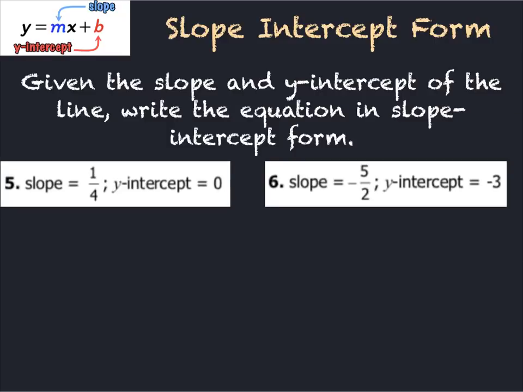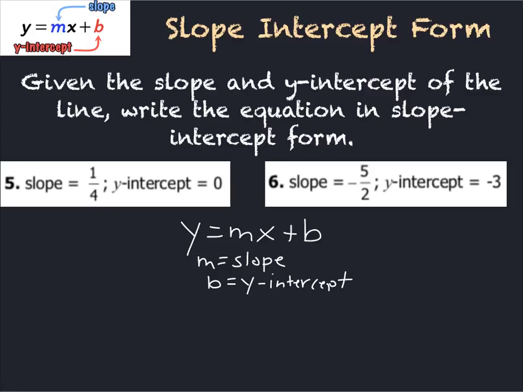So just remember what your slope-intercept form of an equation is, which is y equals mx plus b. And if you are given a slope and a y-intercept, hopefully you would know how to make an equation out of it. So for example, number 5 in your notes, if we have a slope of 1/4 and a y-intercept of 0, how would we make an equation out of that? Well, we would just plug it in. Remember, m means slope and b means your y-intercept.